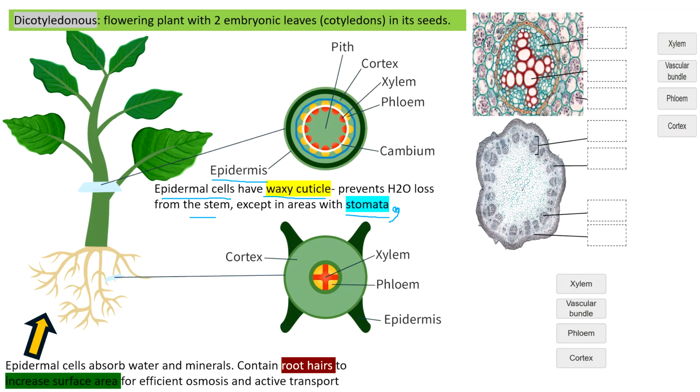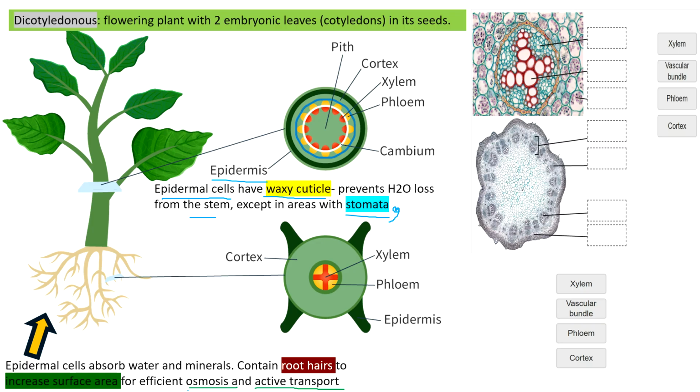Okay. Now, these epidermal cells are also found in the roots, okay, where they're going to absorb the water and minerals from the soil. And these epidermal cells also contain root hairs to increase surface area for efficient osmosis and active transport. Osmosis for pulling the water from the soil to the roots, and active transport for pulling the nutrients from the soil to the roots.